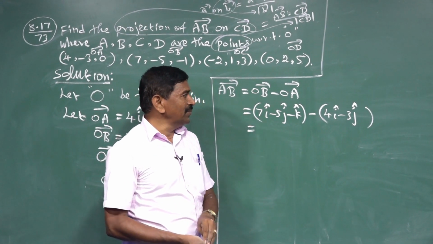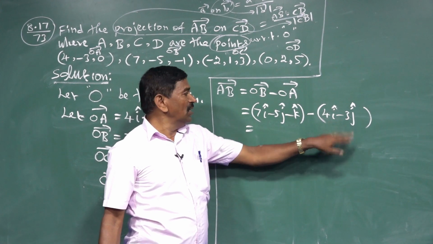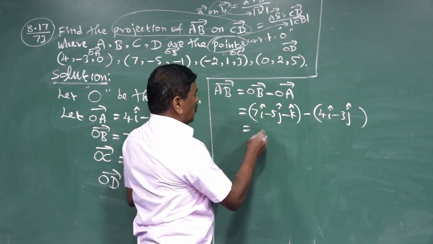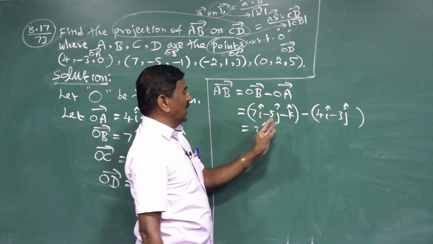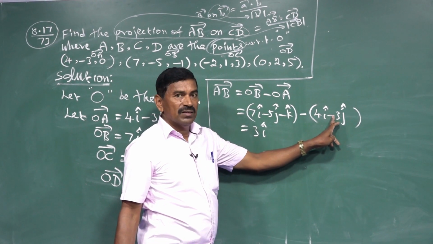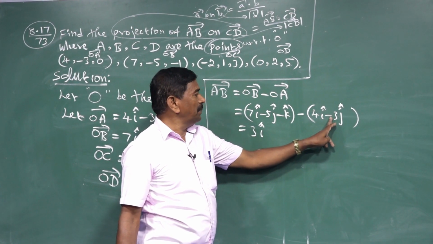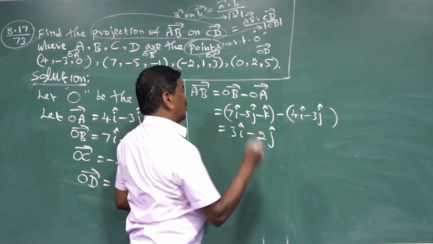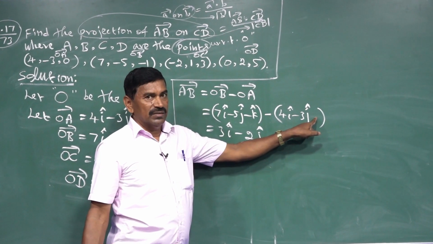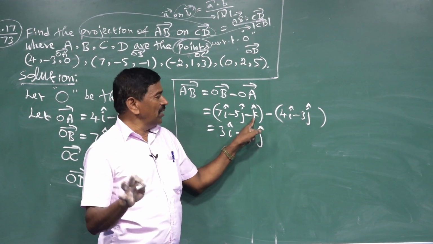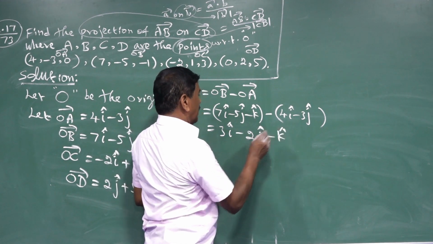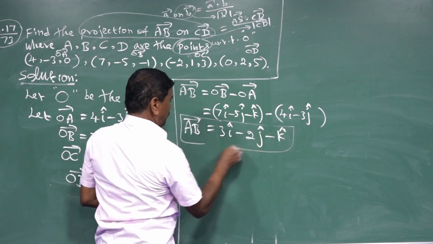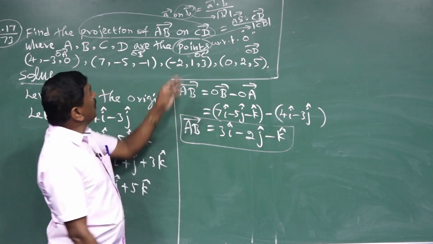Now do it yourself. Is minus going to multiply inside? Your answer is minus 4i plus 7i, so 7i minus 4i is equal to 3i cap. Next, minus into minus is plus 3j cap, so plus 3j cap minus 5j cap gives minus 2j cap. Next, k is absent in OA, no problem. Here k is present in one place only, so minus k cap itself. That is AB vector. AB vector is ready.